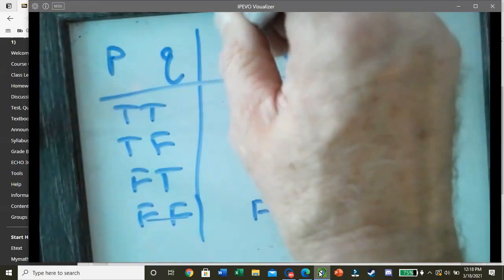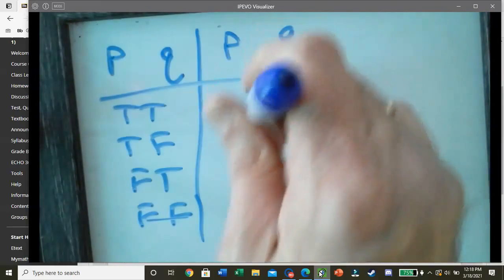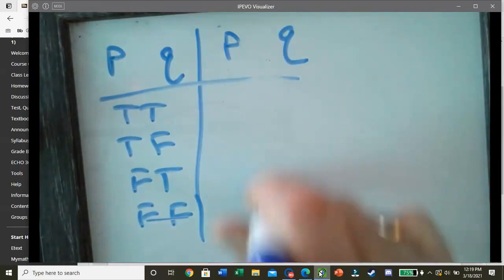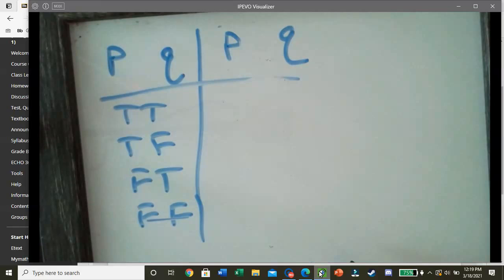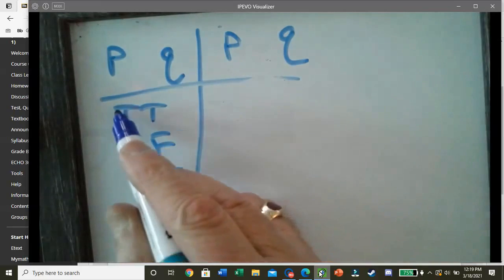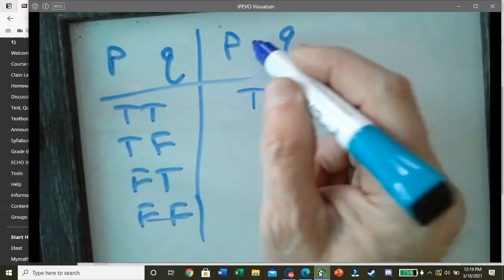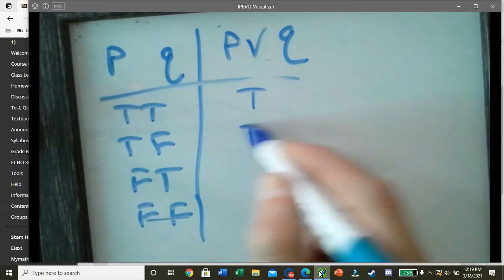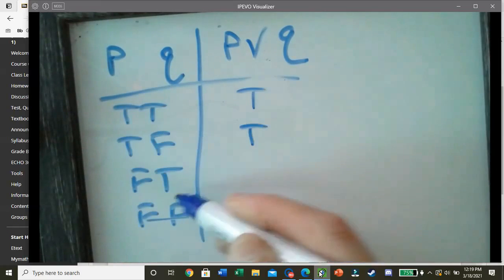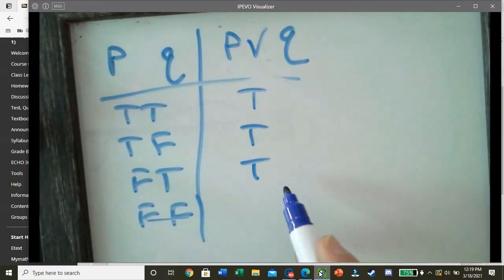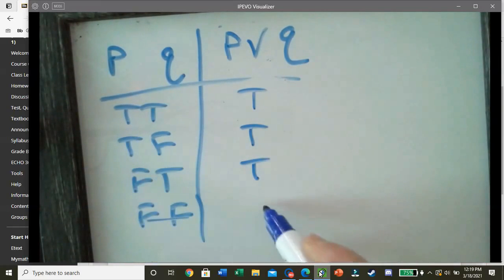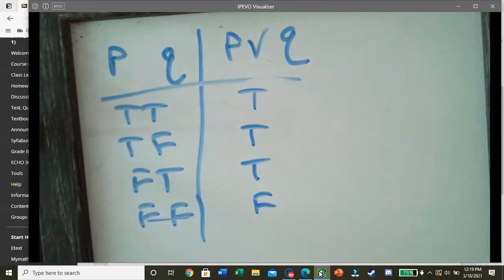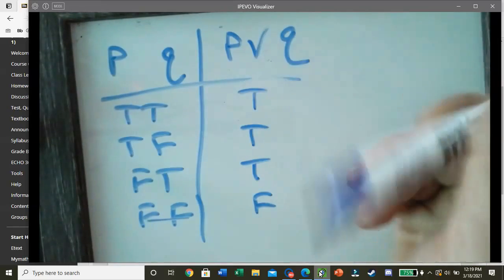For or, that's what I'm saying. You only need one or the other. True, true, true. What's that? If you only need one or the other, how is it true, true, true? Because if P is true, Q is true, then P or Q is true. If P is true, Q is false, P or Q is true. If P is false, Q is true, P or Q is still true. If P is false and Q is false, that's the one that's false. Okay? So, for or.